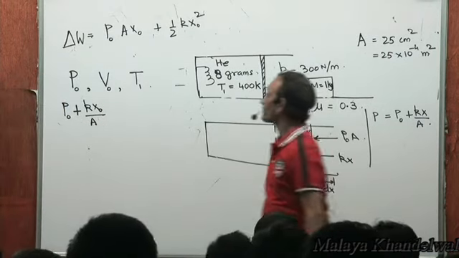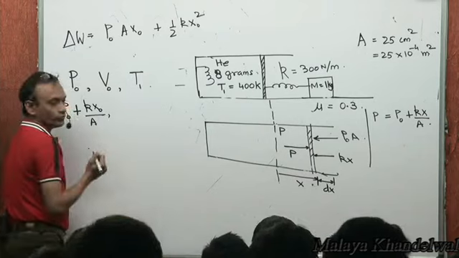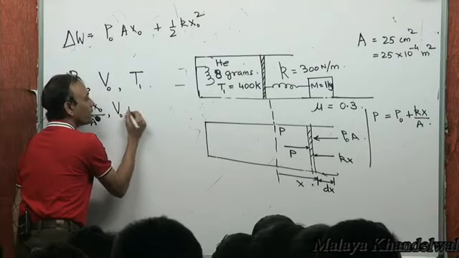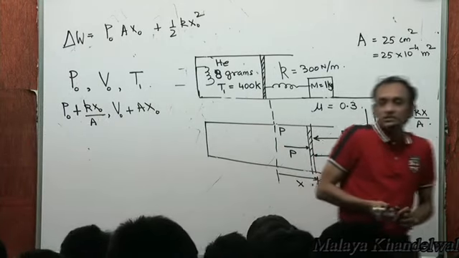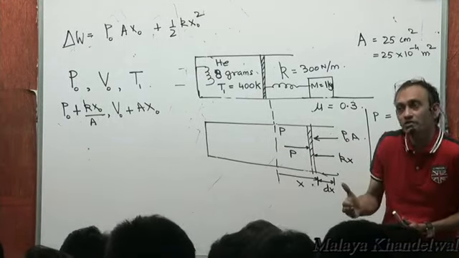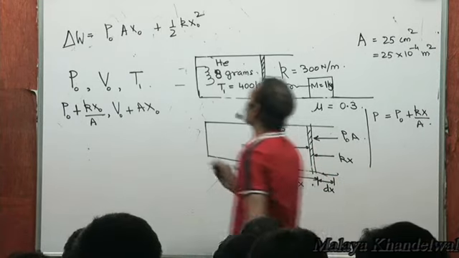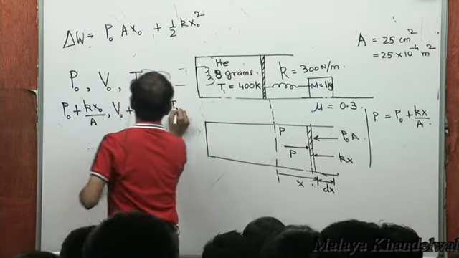Yes or no? The final volume is going to be V0 plus Ax0. X0 is the amount by which the piston has moved to the right. So that's a change in volume produced. That's the final volume. And say the final temperature is T2.